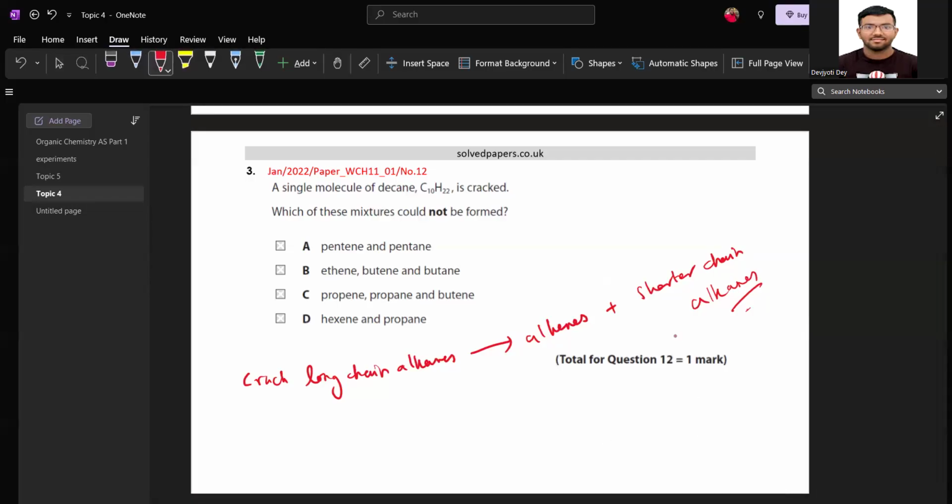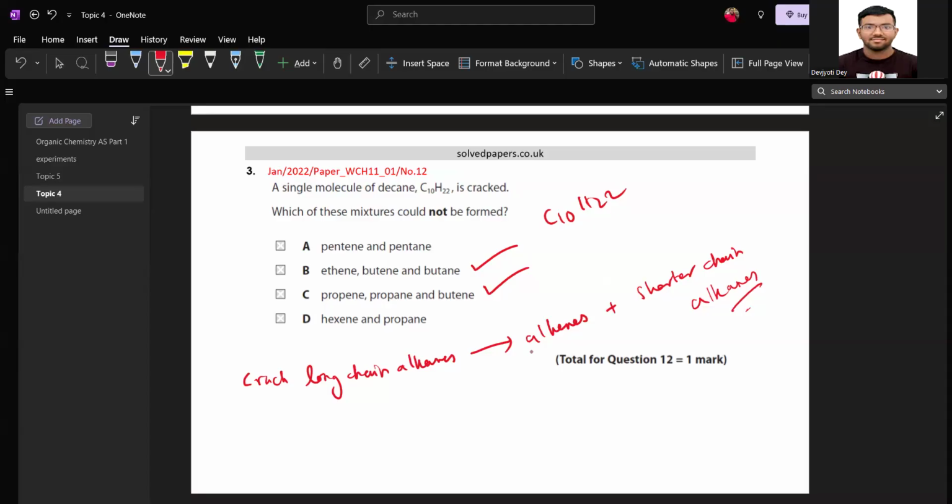Now, first of all, the alkane which is produced has to be a shorter chain. So it has to be shorter than C10H22, which has 10 carbons in it. Now, B might be produced and C might be produced, because check this out. What did I say? That shorter chain alkanes and alkenes, these two things are produced, isn't it?